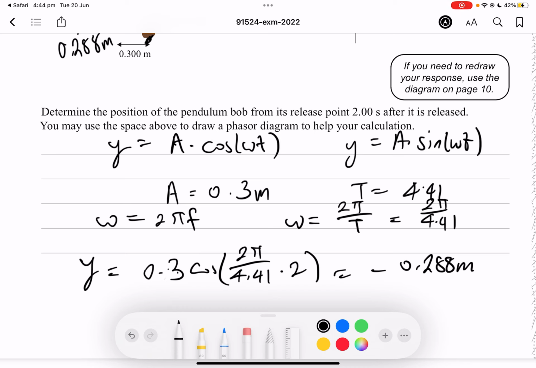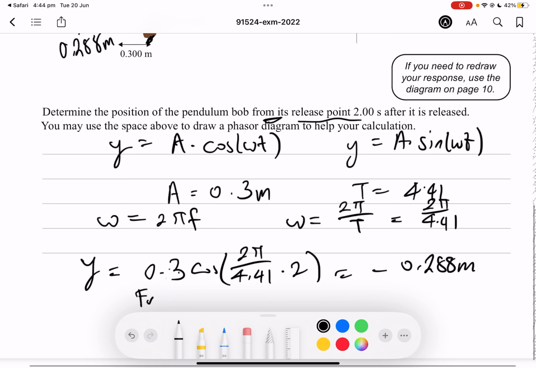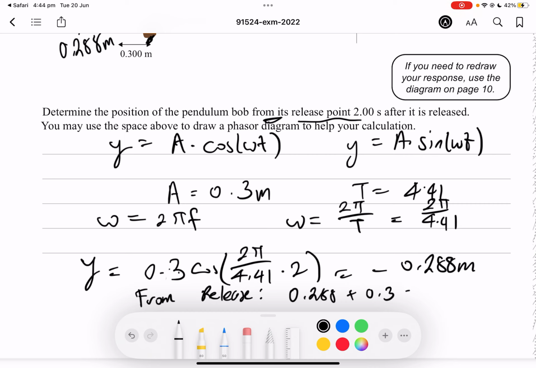And I want you to find the position of the pendulum bob from its release point 2 seconds after it's released. So from the release point, as we mentioned above, it's actually 0.288 plus 0.3. Okay, so it's on the other side. So that's 0.588.